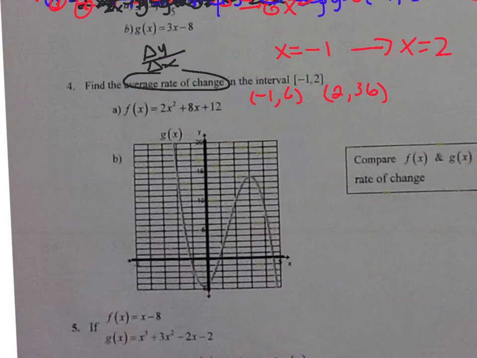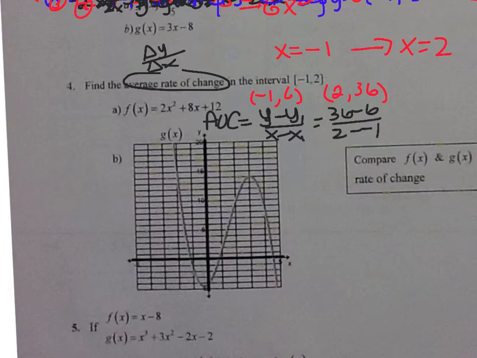So the change in y would be y minus y, so let's put AROC for average rate of change. It would be y minus y over x minus x. So I'm going to do 36 minus 6 over 2 minus negative 1. That's 30 over 3, which is equal to 10. That's the average rate of change for f of x.